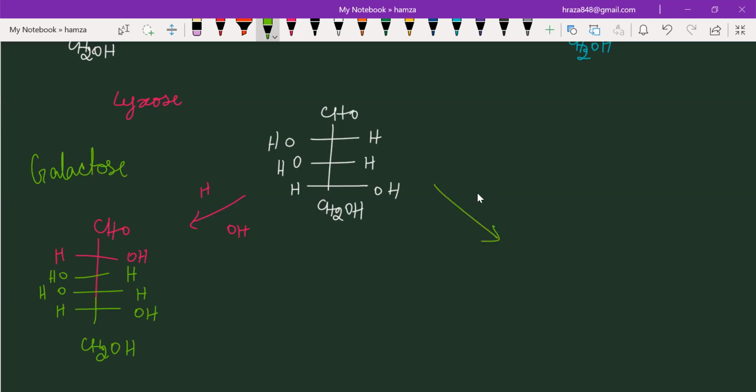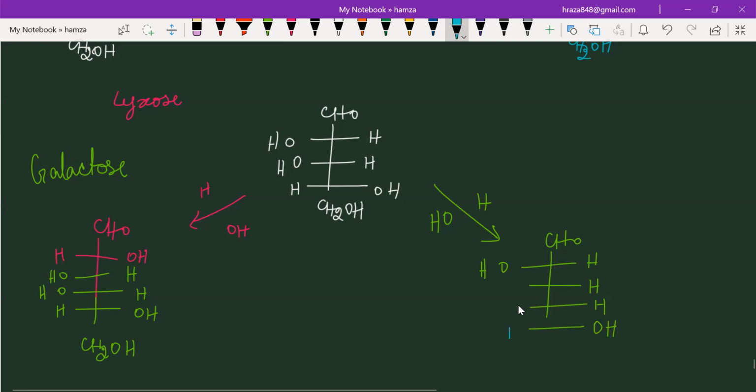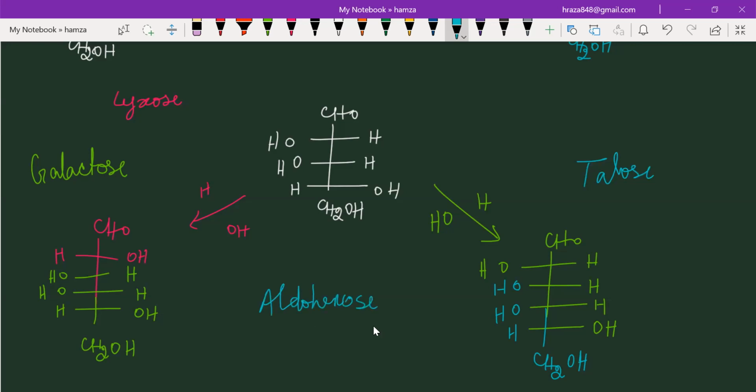And in the same way, H on the right hand side, OH on the left hand side. So this will be CHO, and this will be added first, H, and then OH. And the rest part will be as it is, H, as it is, H, and then OH. And now you can see there will be H, and then OH, and then OH. And then you can see this is CH2OH. And what is the name of this compound? This is basically talose. This is talose. And you can see these are also aldohexose, because aldehyde group is there and 6 carbon is there.